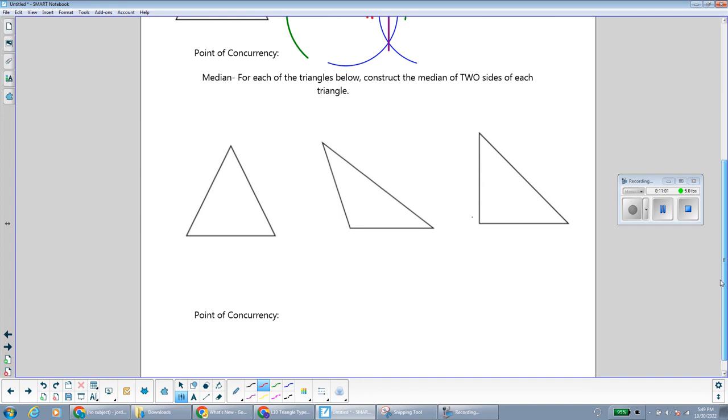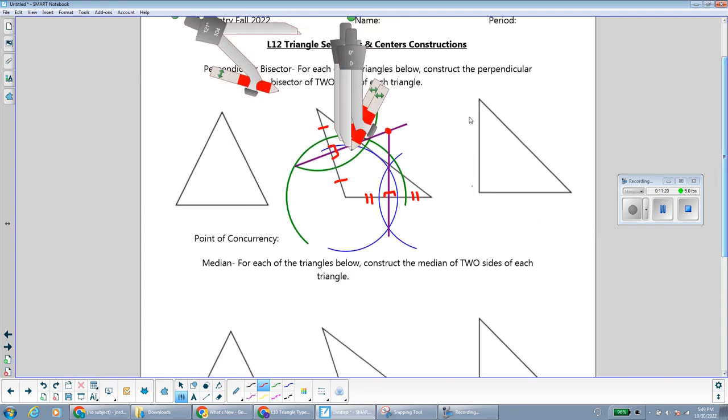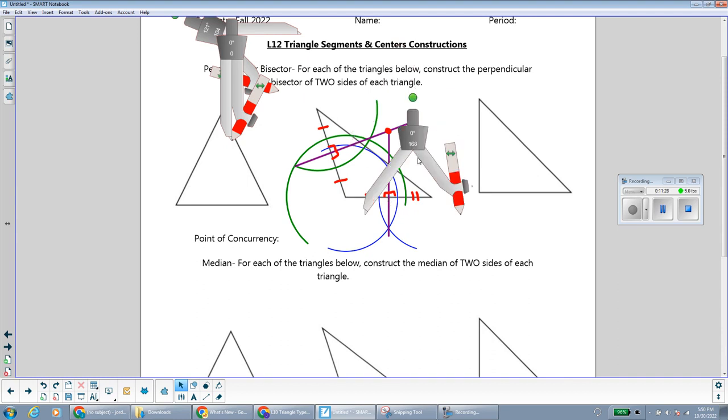Moving on to the next triangle segment, I'm going to construct the median. So remember that the median is a segment that connects the midpoint of the side of the triangle to the opposite vertex. So first I have to find the midpoint of the side of the triangle. And I'm going to do that the same way that we did here. We bisected the side of the triangle to cut it in half. So that halfway point is the midpoint.